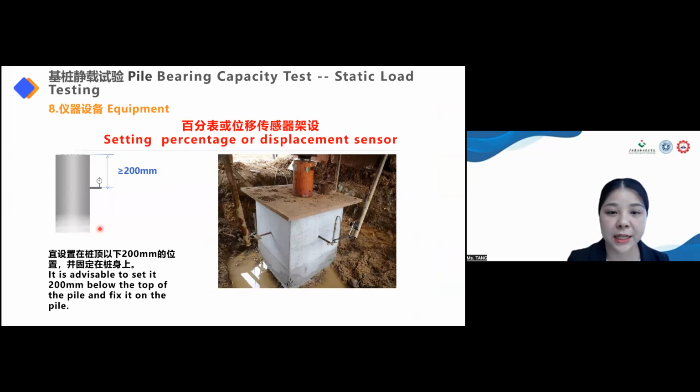Setting the dial gauge or displacement sensor, it's advisable to set it 200 millimeters below the top of the pile and fix it on the pile. When a pile cap is present, the displacement measuring meter can also be installed directly on the pile cap, as shown on the right.